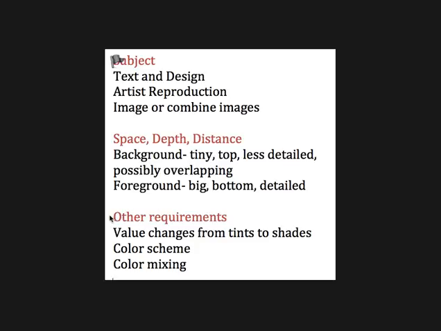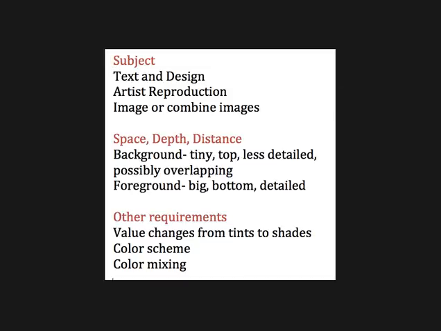Some other requirements as you get to the actual painting part: you're going to need to have value changes from tints to shades. That means a tint is a color plus white, a shade is a color plus black. You will also need to work with a color scheme. You're working with one of the color schemes that we've already discussed. And you're also going to need to do some color mixing.